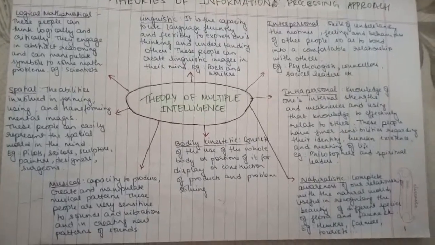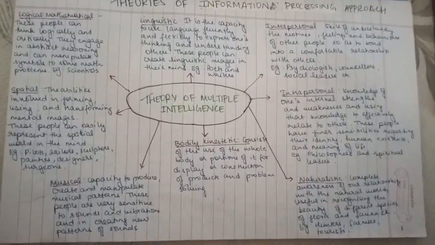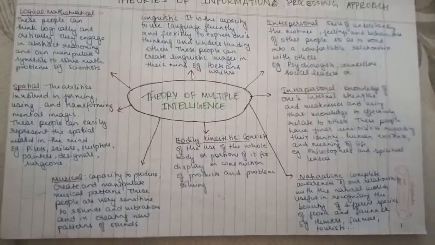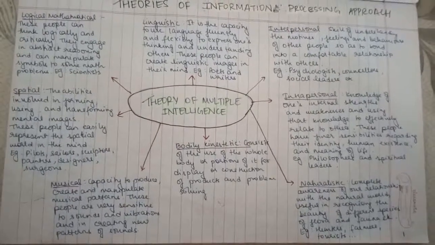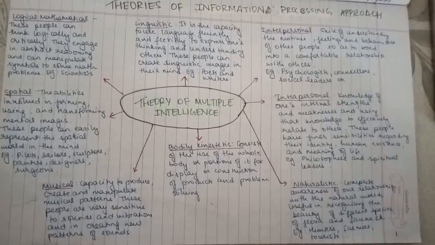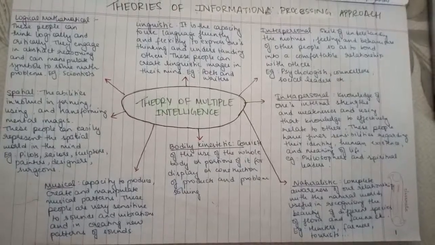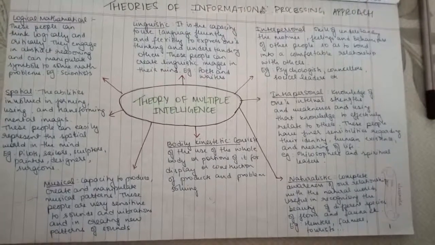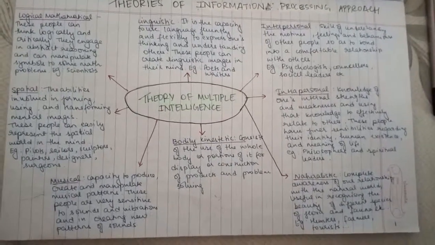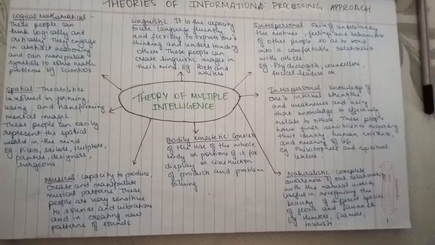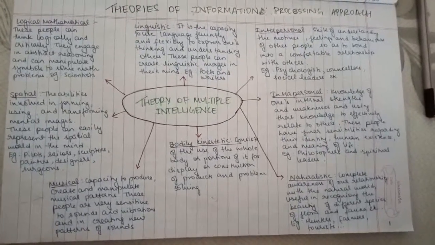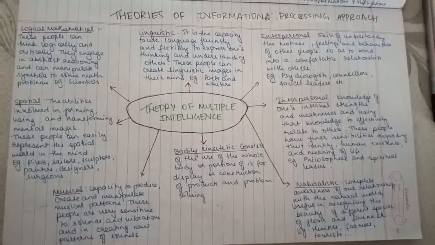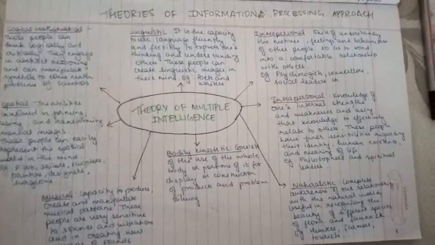Then comes musical. Now musical people also have intelligence, right? They are like A.R. Rahman and Shankar Mahadevan, all of them. They are also intelligent. So that's a capacity to produce, create and manipulate musical patterns. These people are very sensitive to sounds and vibration in creating new patterns of sound. So musical people have a lot of intelligence in manipulating sound, making different sounds, and understanding music. That is a very important aspect. Not many people can do this.